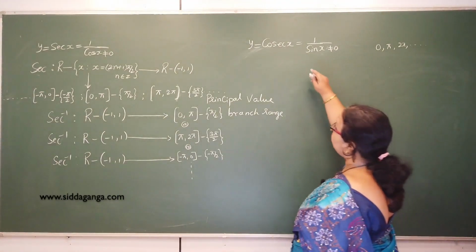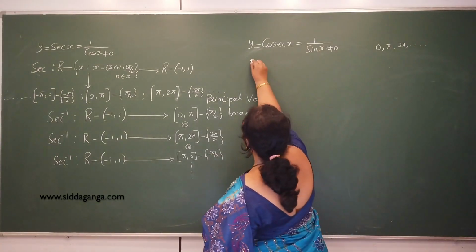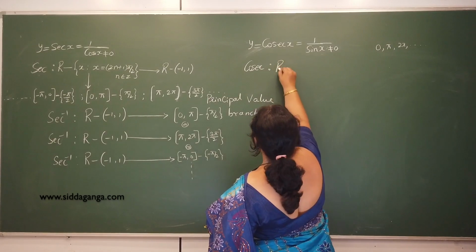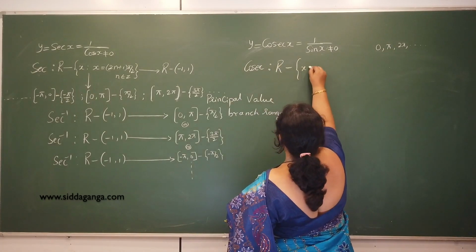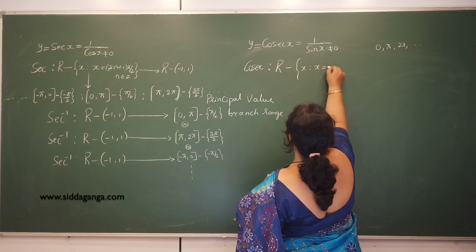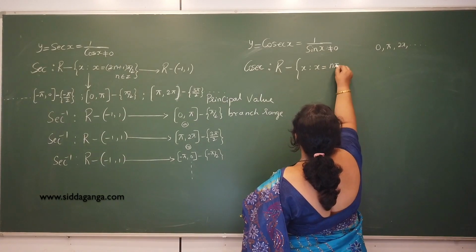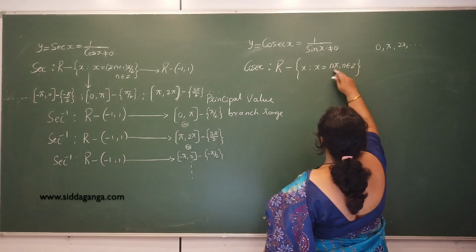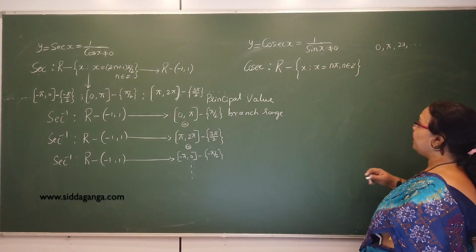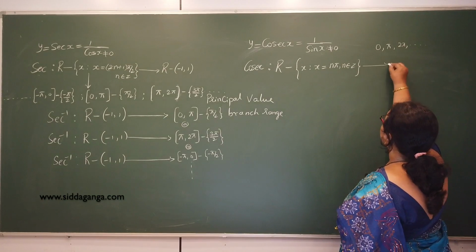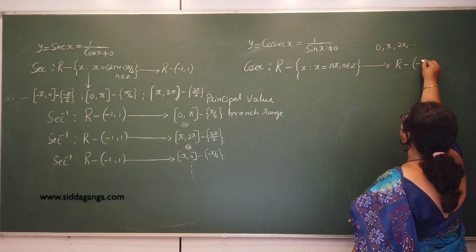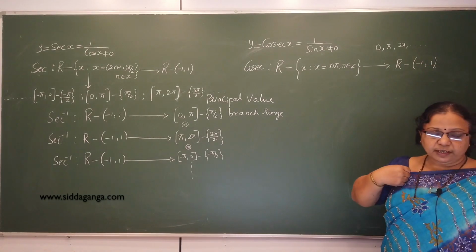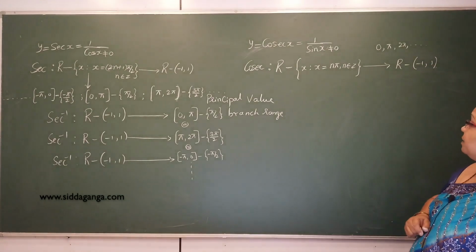So therefore, cosec is a function from R minus the angles that are integral multiples of n pi, where n is an integer, to R minus the open interval minus 1 comma plus 1.